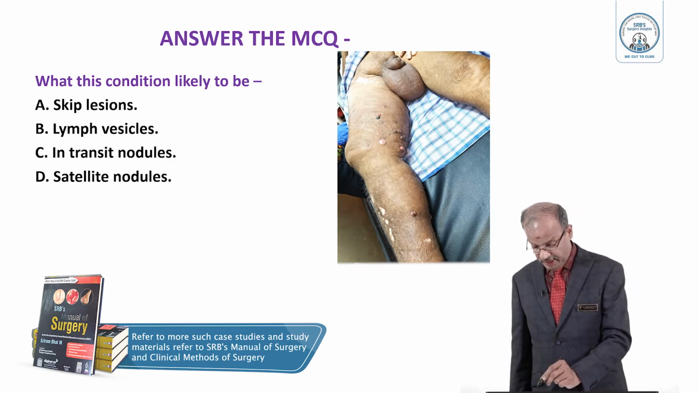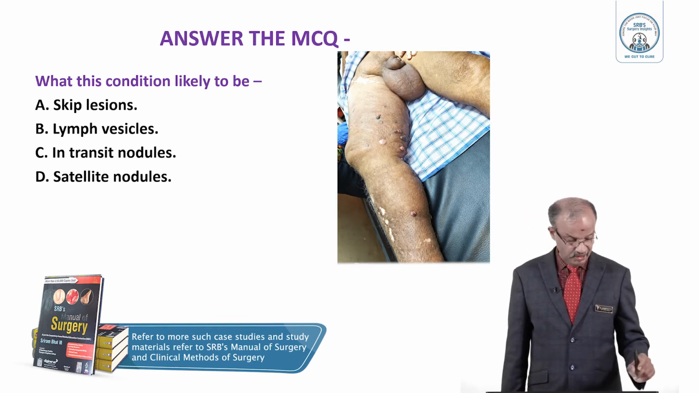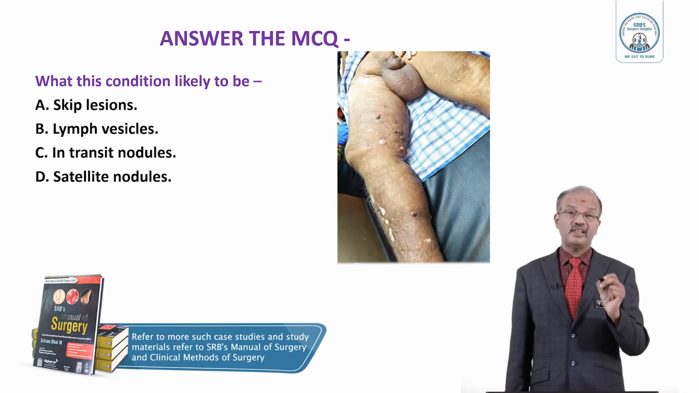The second MCQ is: what is this condition likely to be? Look at that right limb. There are so many things there, dots, maybe pigmented also. See that edema is there. So, what is the right answer? A, B, C, D. Put the right answer.